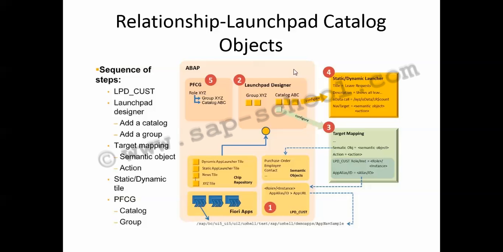Then in step 4, after defining the target mapping, we create the static and the dynamic tiles. In the static and the dynamic tiles, we have to give the title name, then the description, then the OData call, and then the navigation target. Then at last, we go into the PFCG transaction. In the PFCG transaction, we define the roles for accessing these groups and the catalog. So this is my launchpad catalog objects and how the relationships happen between them.